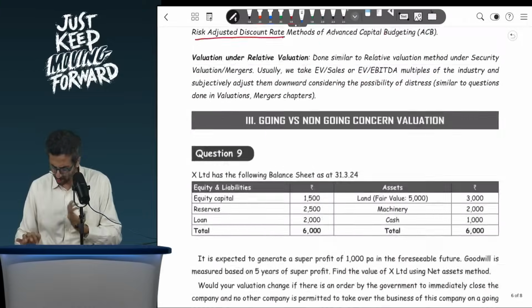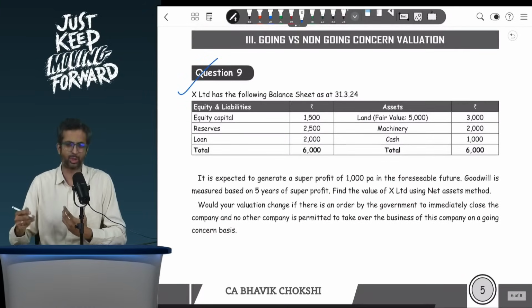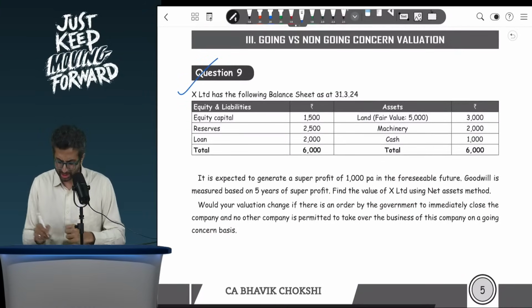So this is how you will do it. Also, there is ongoing concern valuation. There's a question 9. I would not really put too much behind this. We'll just quickly read this.